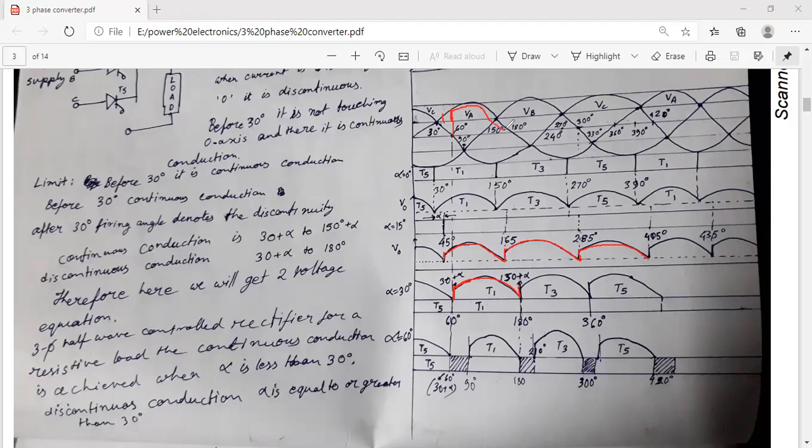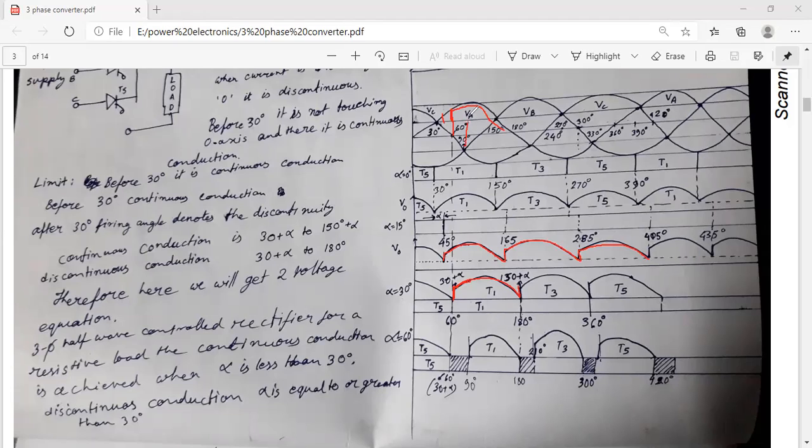This way it will conduct, and it will conduct up to 180 degree. 60 plus 120, 180 degree. This way it will conduct. Now when alpha is equal to, suppose, 60 degree, then 30 plus 60 will be 90 degree. So that time what we see is that 90 degree is at that point.